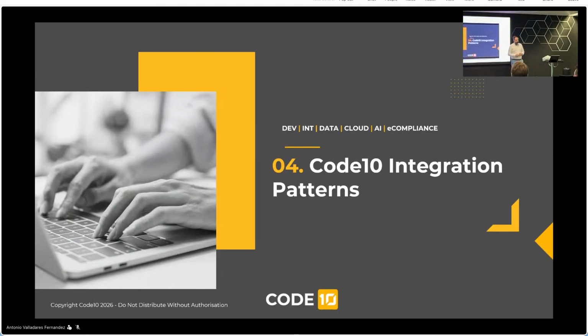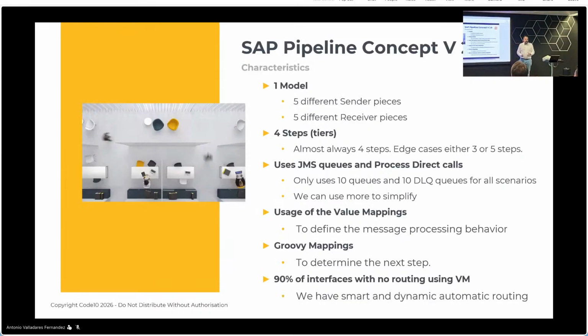We built other patterns before SAP released the pipeline concept 1.0, way before. Our patterns had a different philosophy. We don't need to have just one model that fits all the scenarios; we can have more models. We have 5 sender pieces and 5 receiver pieces that we can combine, as I mentioned: IDOC, XI, files, flat files, XMLs, and JSON.